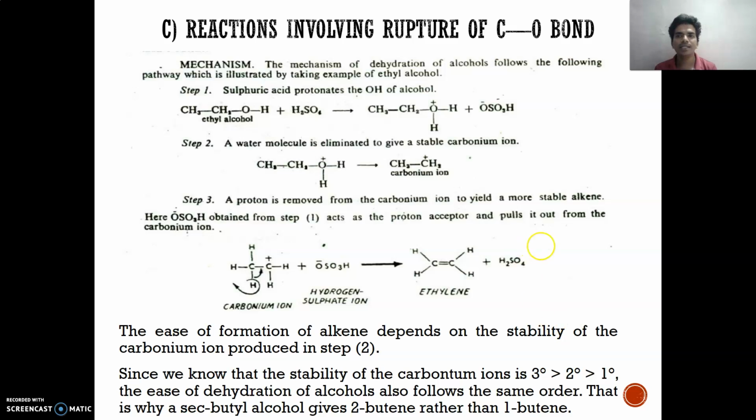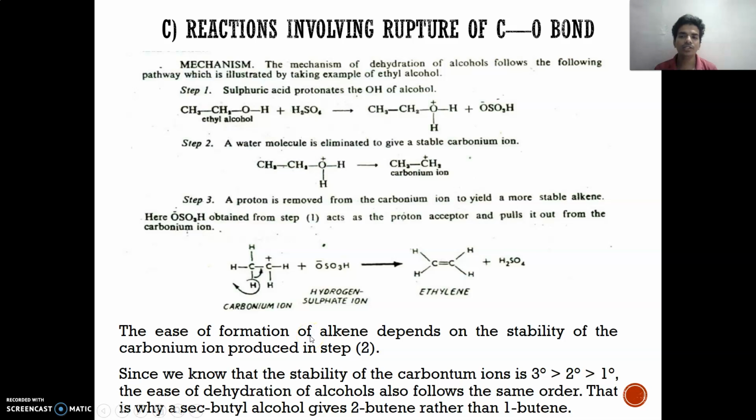This is illustrated by the example of dehydration of secondary butyl alcohol, which forms predominantly 2-butene rather than 1-butene. The mechanism of dehydration of the alcohol follows this pathway. In the first step, the sulfuric acid protonates the OH group. Here is the protonation, and the carbonium ion is formed in the second step. Then a proton is removed from the carbonium ion to yield a more stable alkene, in the last step. In the first step the acid acts as a proton donor, and in the last step the base acts as a proton acceptor.